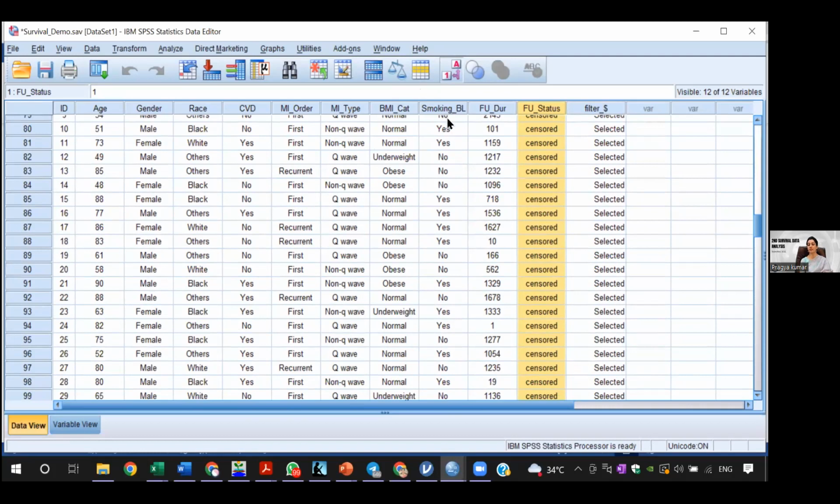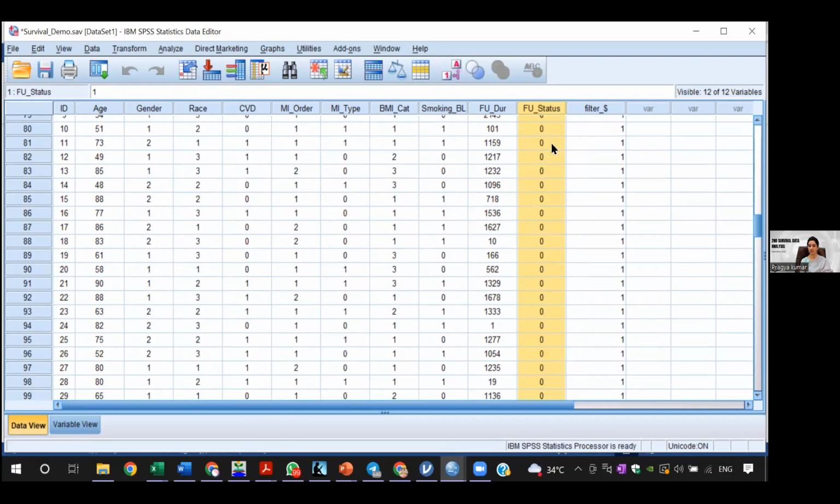Then you can see this is the smoking, yes and no. This is the follow-up duration in days. This is the BMI category, which has been categorized as underweight, normal, and obese. This is the MI type, Q wave and non-Q wave. This is the order, like recurrent order or first. You assume it to be first order. And then CVD, race, gender, and age. So this is the data set.